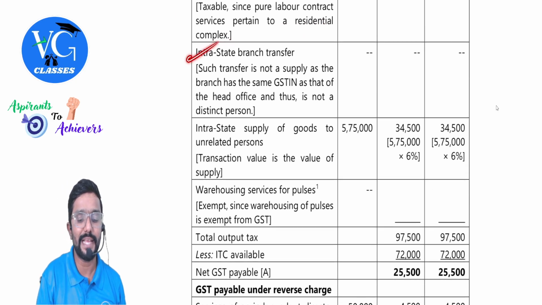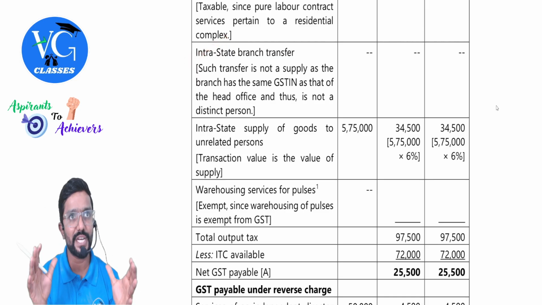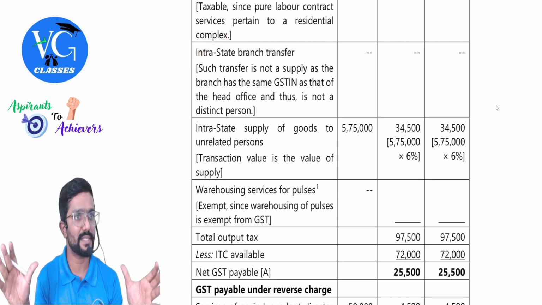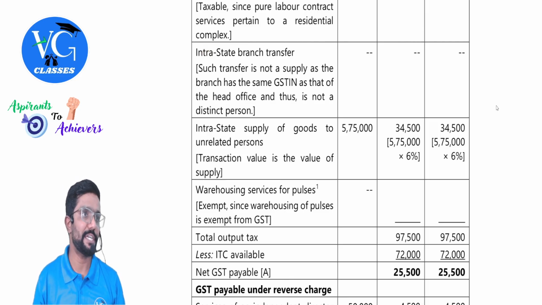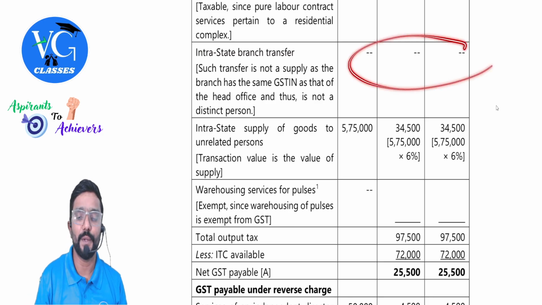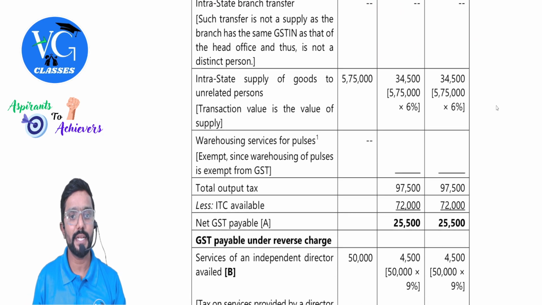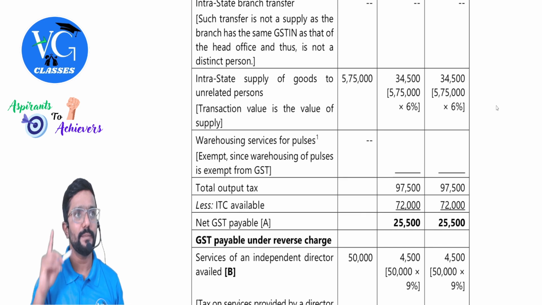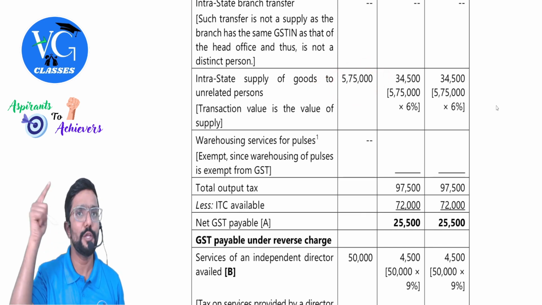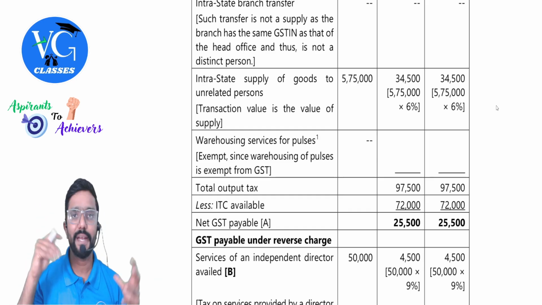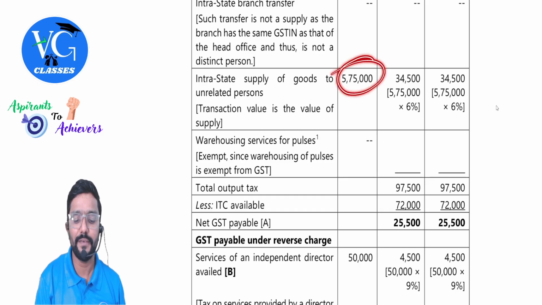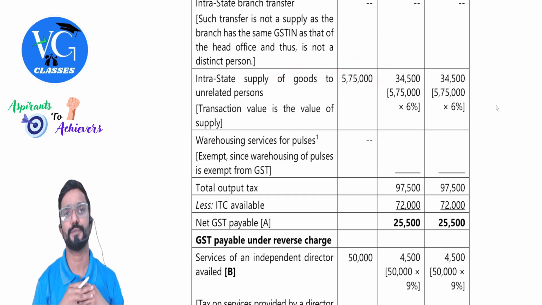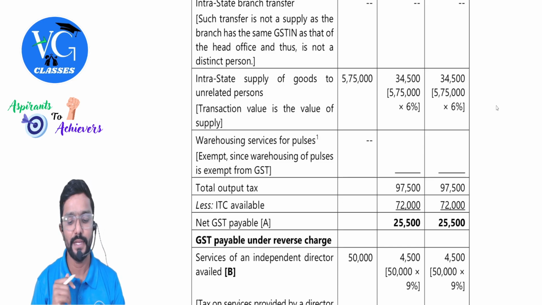Next, intrastate branch transfer. Guys, a branch transfer to a person who is not a distinct person is not a separate supply. Paragraph 2 of Schedule 1 will not get attracted, so hence not taxable. Next, intrastate supply of goods to an unrelated person. Please take the transaction value. Market value you ignore, because the supplier and recipient are unrelated. We don't care about market value. So on 5,75,000, it is goods. Apply 6% each.